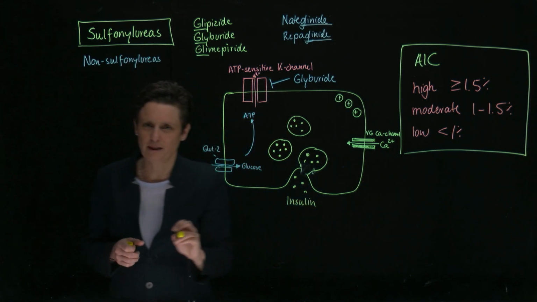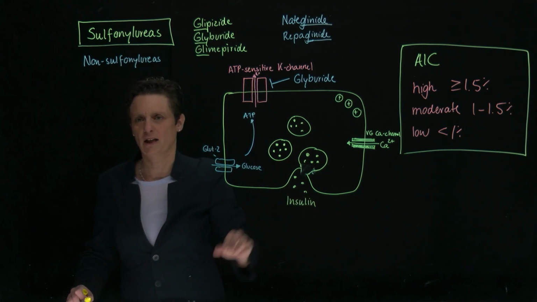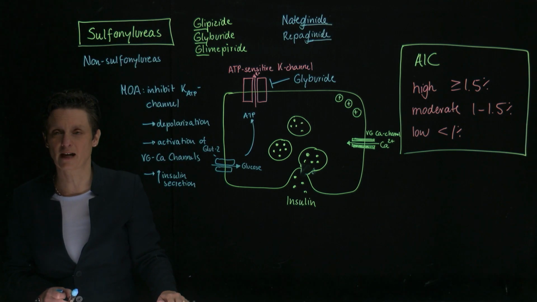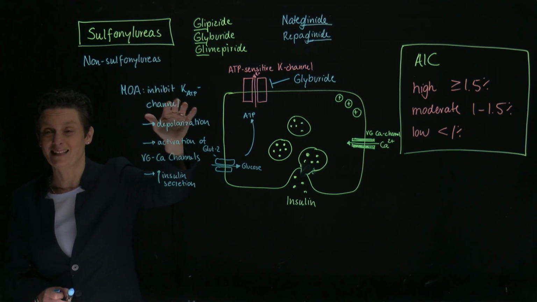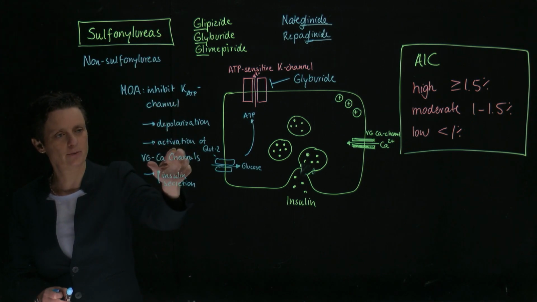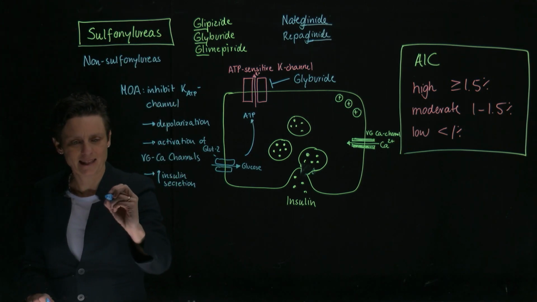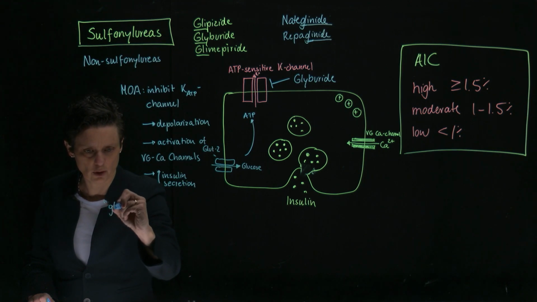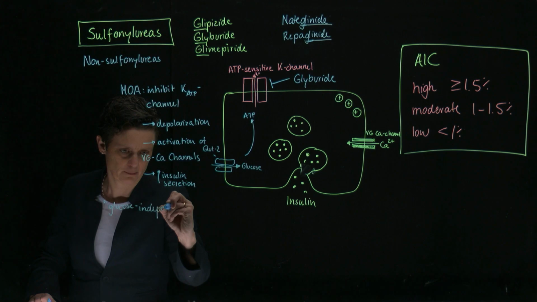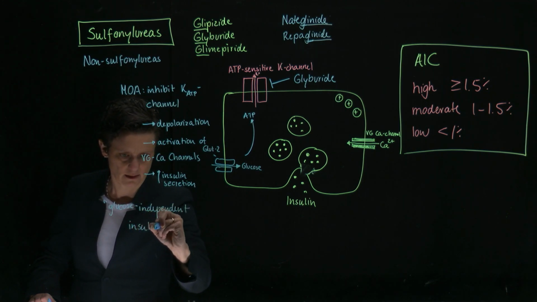So this really means that they, independently of glucose, trigger insulin release. I've just written down here the mechanism of action again. So we inhibit the ATP-sensitive potassium channel, leading to depolarization, activation of the voltage-gated calcium channels, and insulin is secreted. And this is also called glucose independent insulin release. That's important.